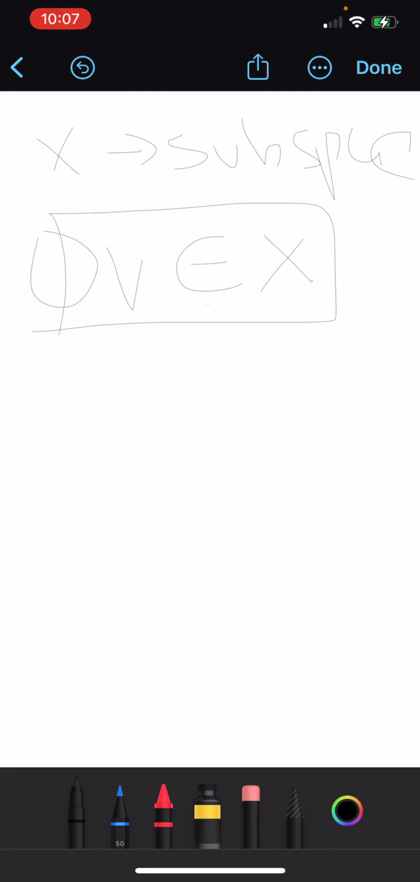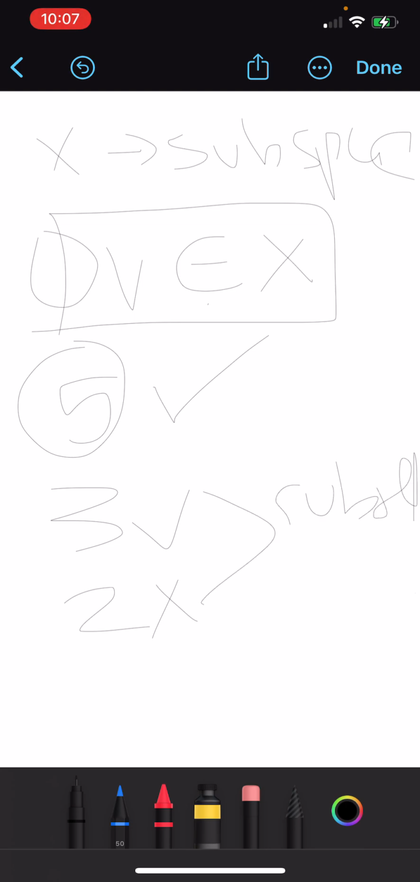Another useful thing is that all 5 conditions must be met. It can't be that 3 conditions are met and 2 are not. Then it's only a subset, not a subspace. If all 5 conditions are met, then your subset becomes a subspace.